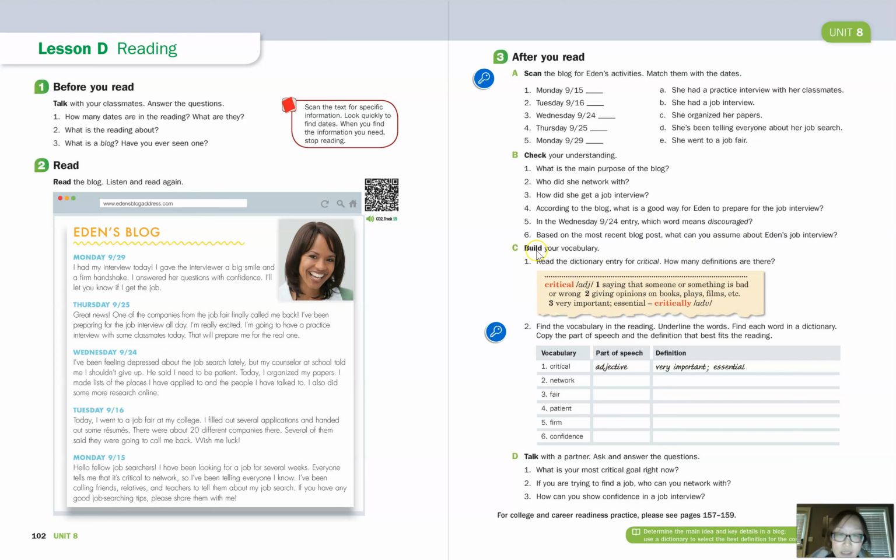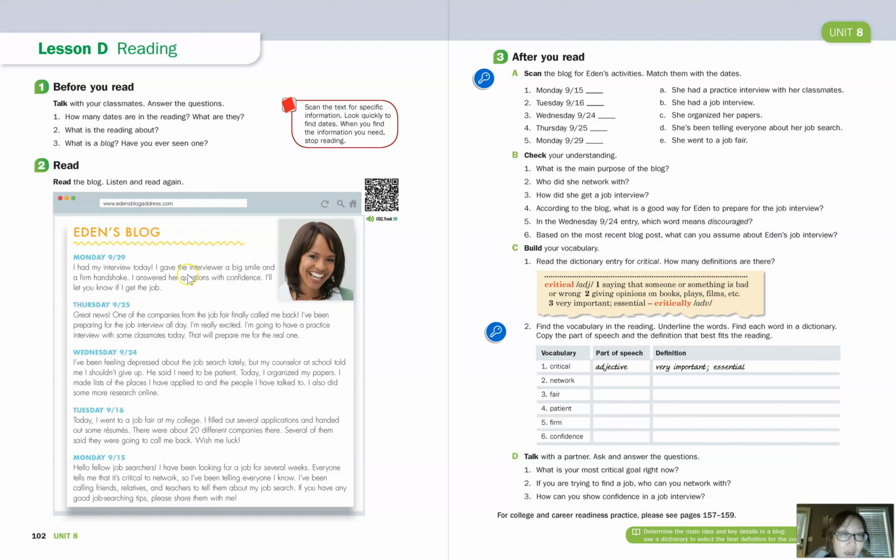All right, number 6. Based on the most recent blog post, what can you assume about Eden's job interview? So the word assume means to guess based on the evidence you have. So we can assume that Eden had a good interview based on the most recent blog post.